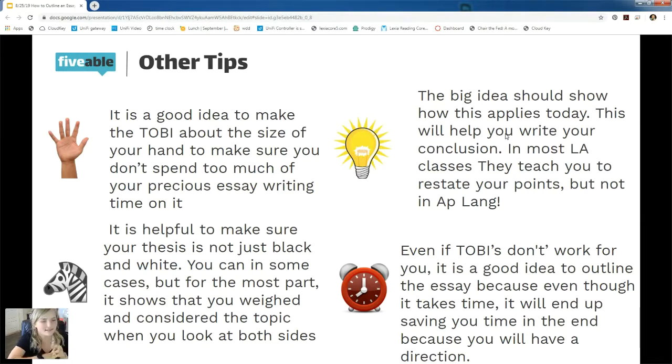My next tip, I think I already said this, is to not make your thesis black and white, but more qualified. It shows that you weighed and considered the topic more than just saying disobedience is bad or disobedience is good. It makes it sound more insightful, which is what Mint said. Okay, and someone just asked another question.